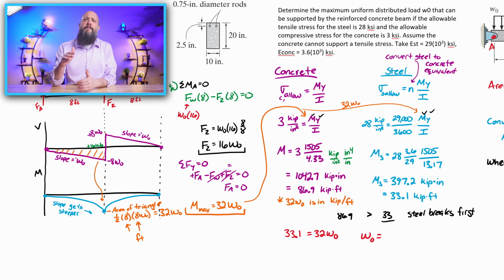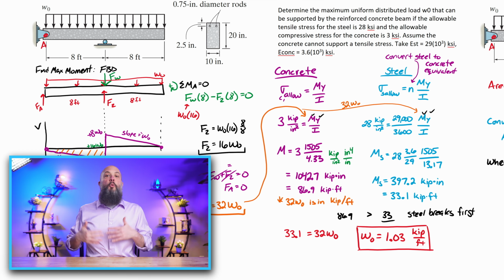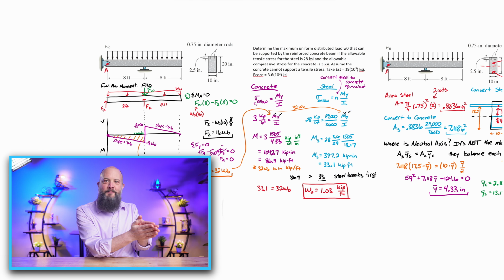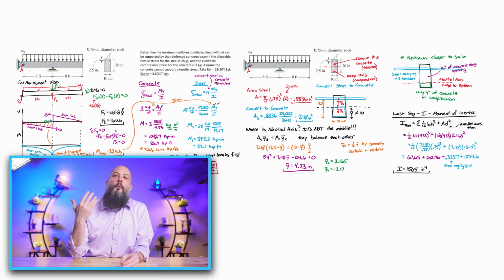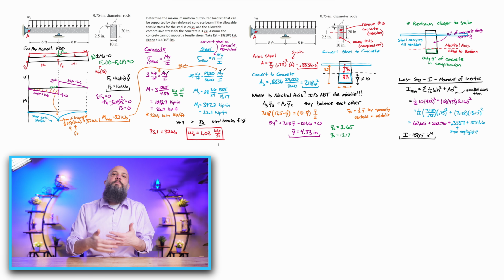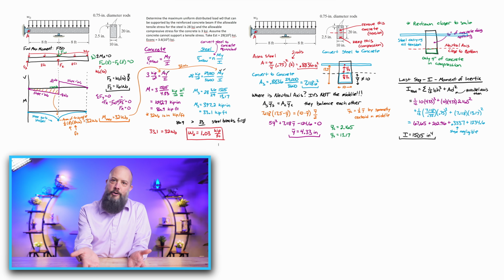So if we're trying to find the maximum value W, we actually have to use the lowest value M, the one that will break first. So what value of W will get us to 33.1 kip feet bending moment. If the bending moment is 32W, then that means 1.03 kip per foot is the value of W that gets us up to the bending moment that will cause the steel to break first.